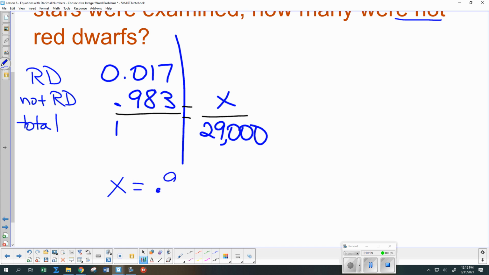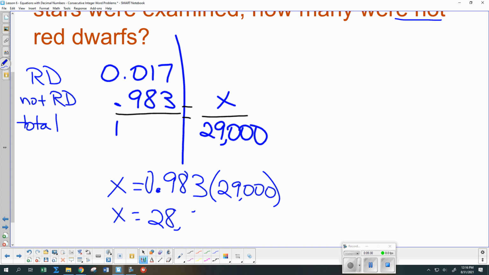And then I need to calculate or help here. 0.983 times 29,000. I am not going to do that one in my head. So be punching that in on your calculators and help me out. Kayla, you have it already? What you get? Anybody else getting 28,507? Okay, I'm seeing some heads. Not always good to have a backup. And that is how many were not red dwarfs.